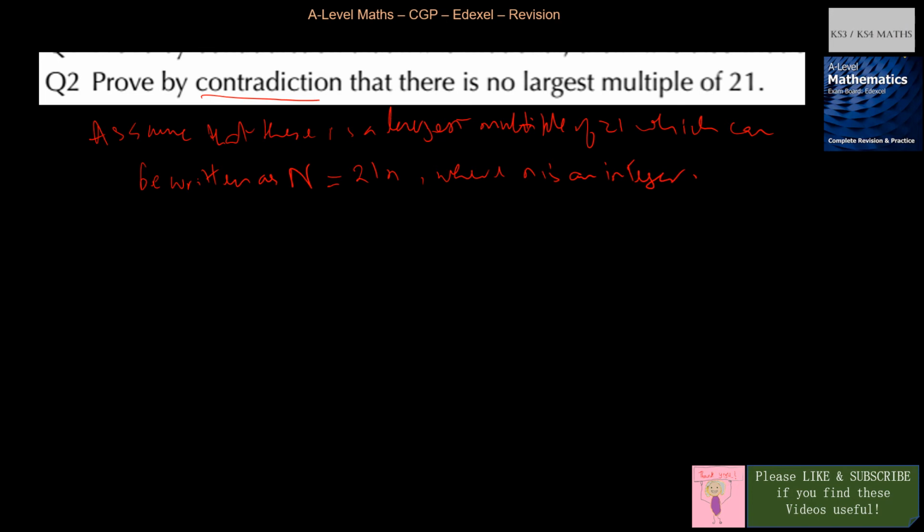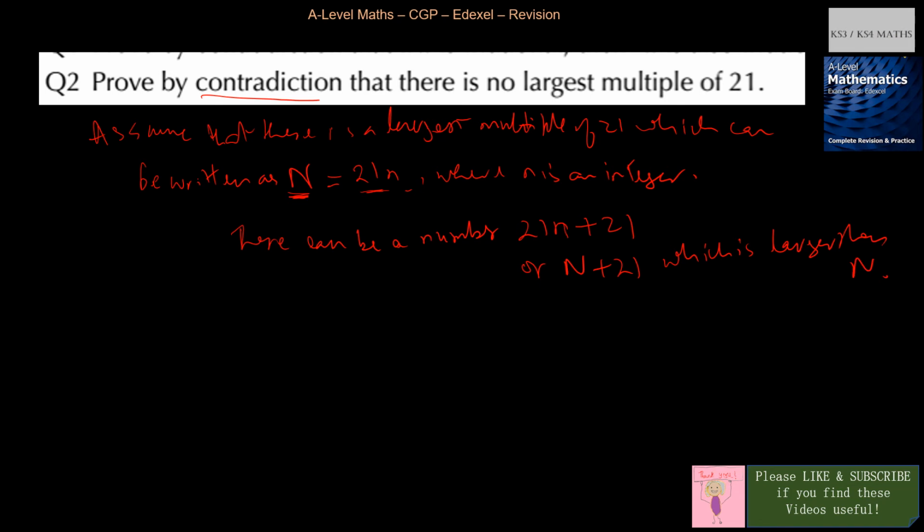Okay, so what do we get now? Assume there is a largest multiple. This is the largest multiple. Even then, because 21n is an integer, there is another number, 21n plus 21, which you can get by adding 21 to it, and it is larger than n.